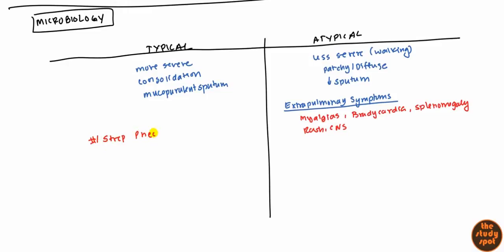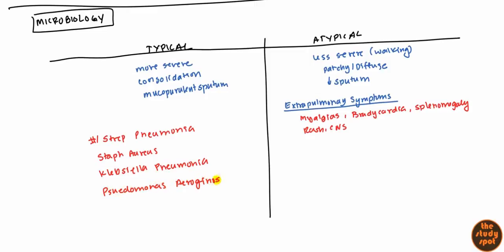So the number one cause of typical pneumonia is Strep pneumoniae. After that, you have Staph aureus, and Klebsiella pneumoniae is also one. Pseudomonas is a common typical bacteria, and you have Haemophilus influenzae and Moraxella catarrhalis. So these are the classical bugs that tend to cause a typical form of pneumonia.